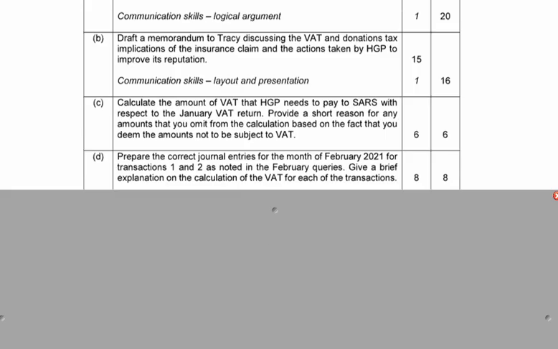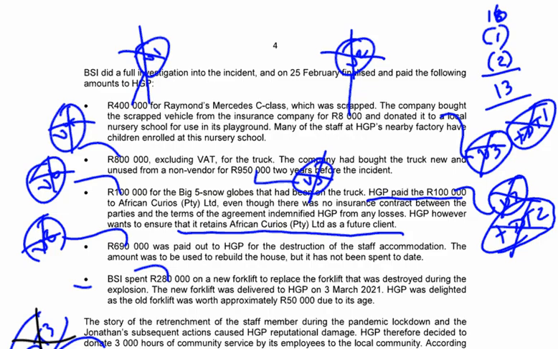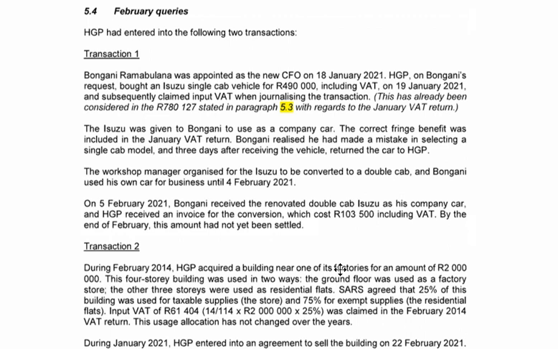Okay. So going back into the questions, your Feb VAT queries, there they are, transaction 1. It says Bongani Ramabulana was appointed as a new CFO on 18 Jan 2021. HGP, at Bongani's request, bought an Isuzu single cab vehicle for 490 including VAT on 19 Jan 2021 and subsequently claimed VAT input when journalizing the transaction. This has already been considered in the 781-7 stated in paragraph 5.3 with regards to the Jan VAT return.